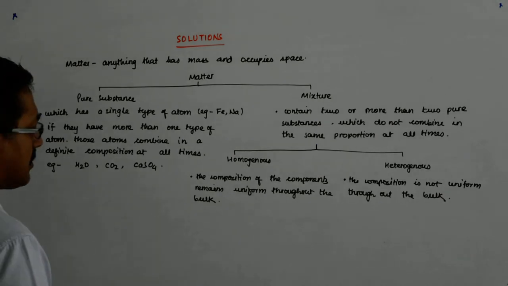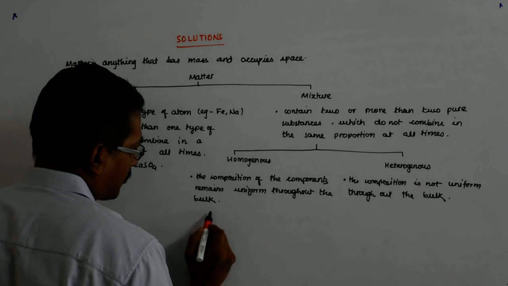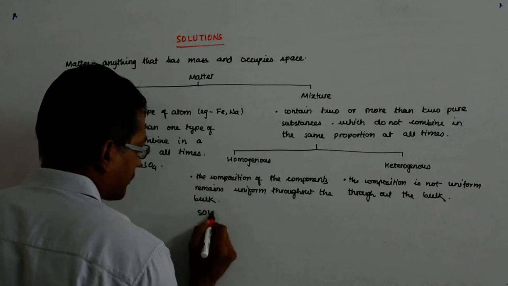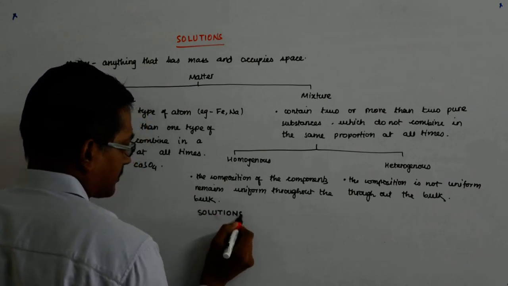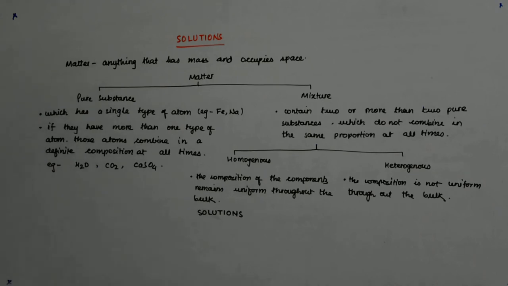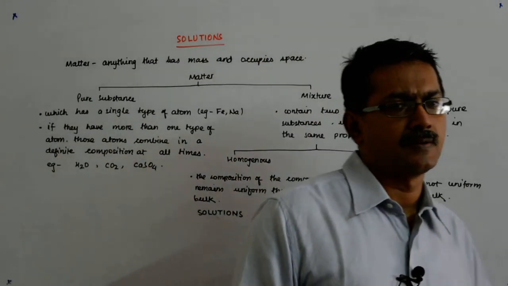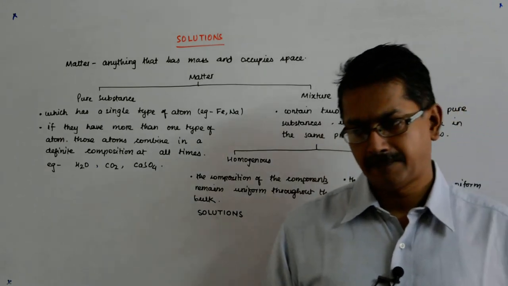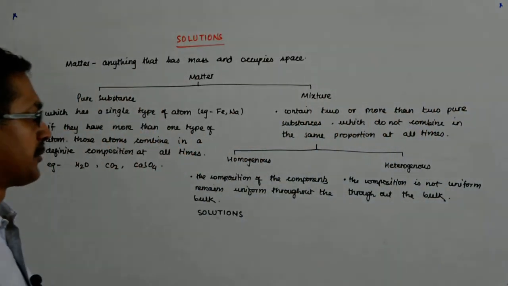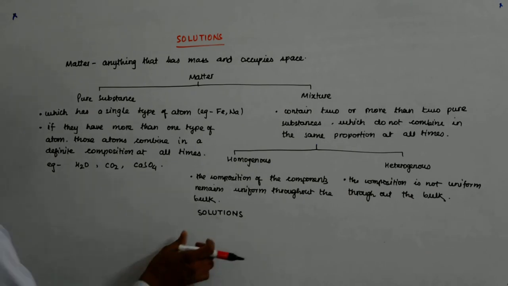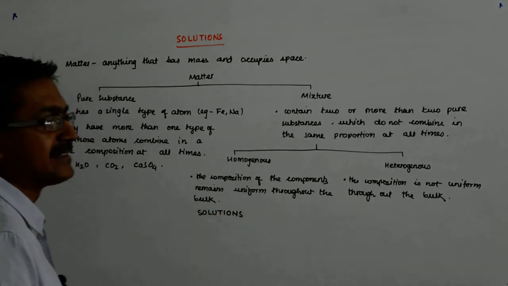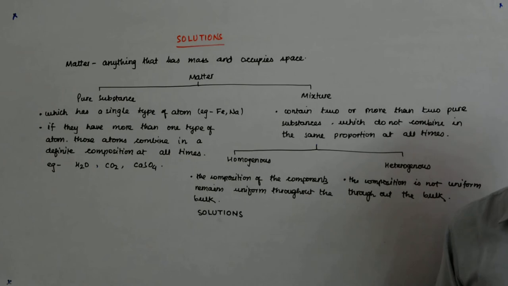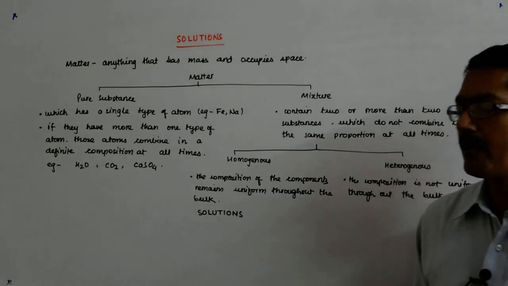Now we had studied that one of the homogeneous mixtures is solutions. What is a solution? A solution is where it is uniform throughout. And whenever we talk of a solution, we actually start thinking that it is a liquid solution. Not always.